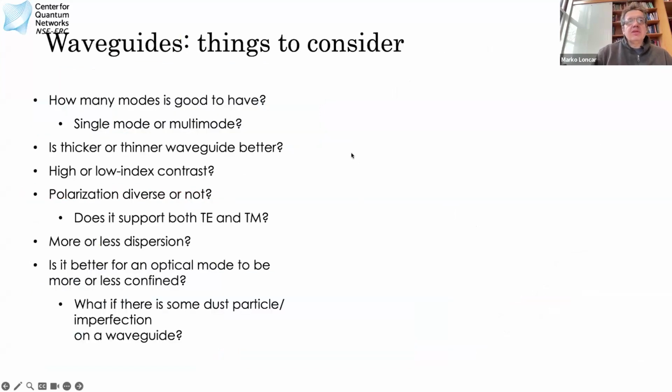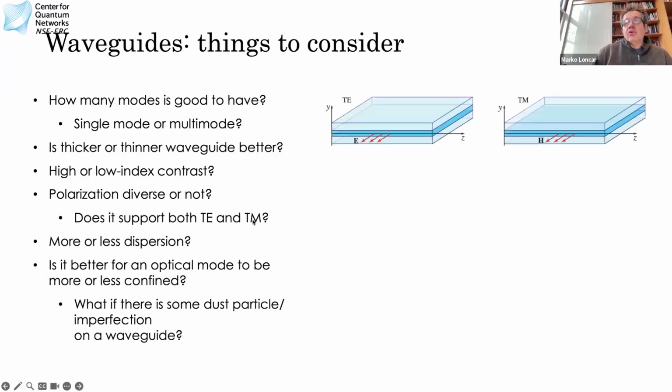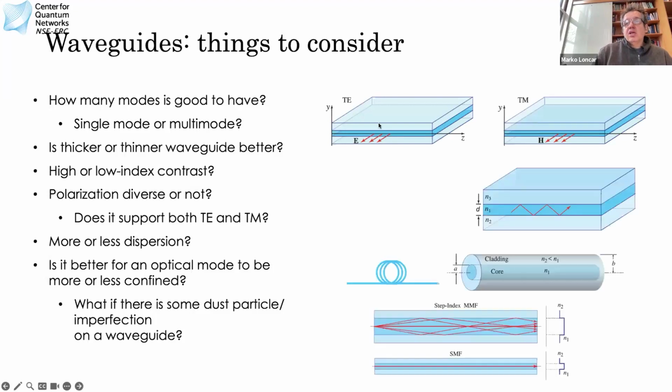And so these are some of the considerations that I mentioned already. When you design a waveguide, it's important to consider how many modes you need. Is it single mode? Is it multi-mode? Do you want a thicker waveguide or thinner waveguide? Do you want a big index contrast between the core and cladding materials? Do you want this waveguide to support different polarizations of light? So far, we were talking only about so-called TE polarized light, but there are other polarizations you may consider. Do you want more or less dispersion? Fortunately, depending on what your figure of merit is, you can design for all of these, right? So these are 2 different polarizations.